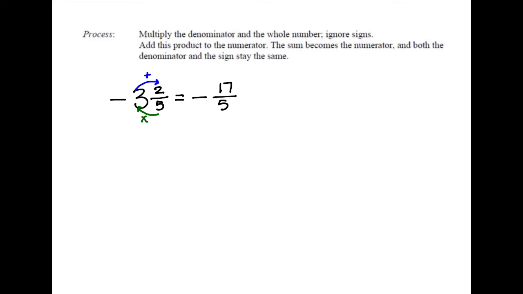So let's double check it. If I did 17 and divided it by 5, I would get 3 with 2 left. So it's 3 2/5, and that worked. Okay, now if you include the negative, it's not going to work. Okay, so this is the wrong way. So this is right. This is wrong.